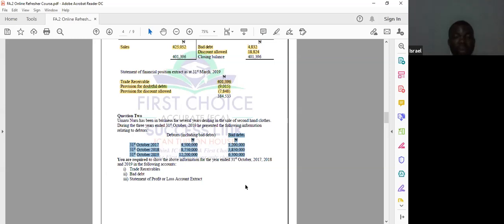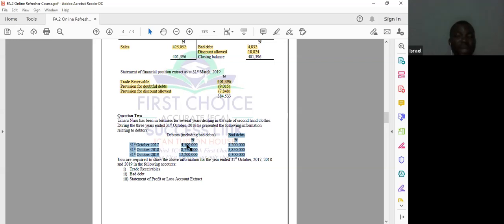Okay. Now, if you want to start with that, the first thing you have to do is trade receivables. And with trade receivables, you have to remove the element of bad debt from it, in order for you to have the actual trade receivables.